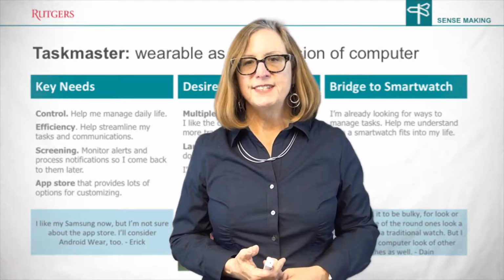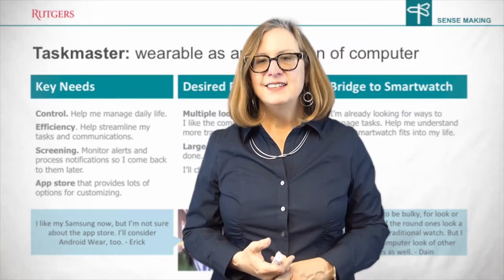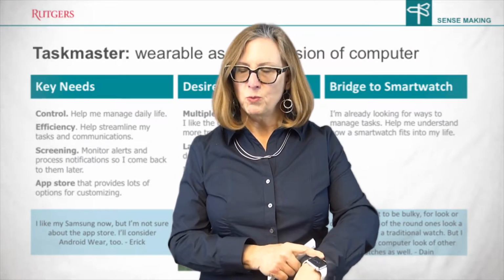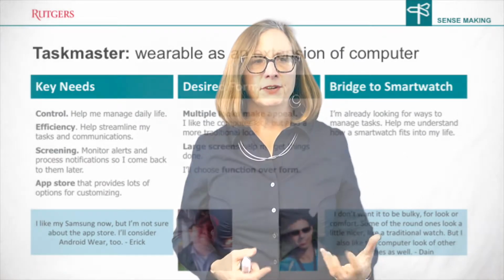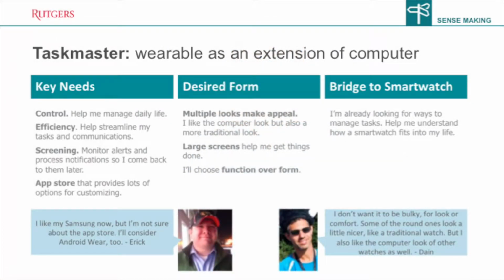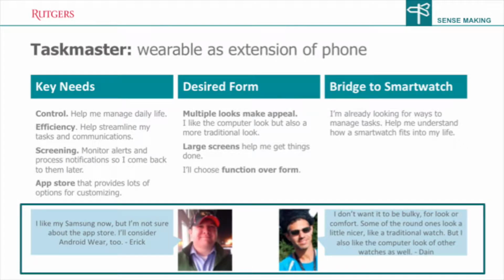This example of a persona is taken from research on wearables, and this is the type of person that's using a wearable, smartwatch, as an extension of their computer. They have key needs because of the way that they're using their product. They have a desired form. What are some of the different features and functions they need it to have? And then what is the bridge that you would build to them for this product? And then here's some examples of a couple people that we interviewed and what they like about the different products that they're using. So as we think about what we would design for the next generation of smartwatch, we say for the taskmaster, we have a deeper understanding of what they need.